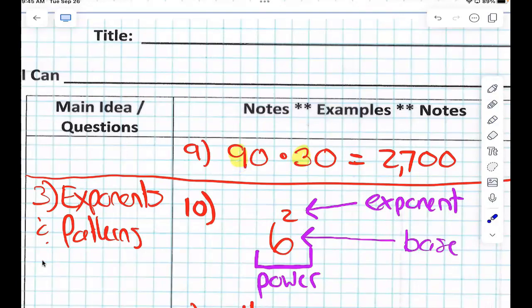27. I need all eyes up here. Again, I have people not looking up here. We're supposed to be looking at the front of the room.